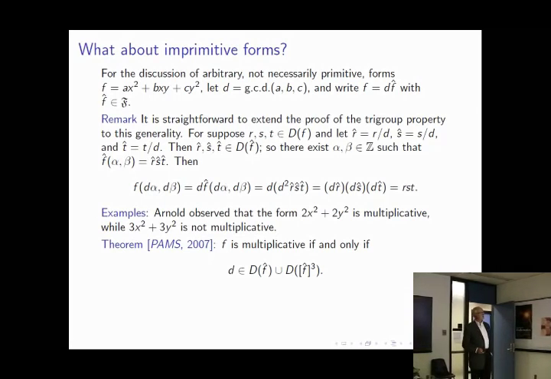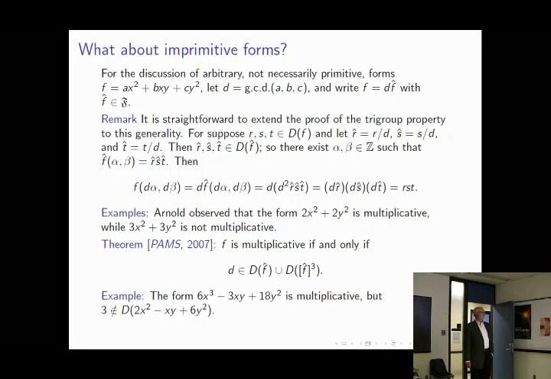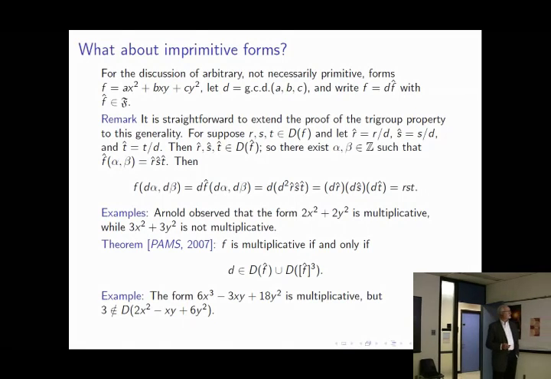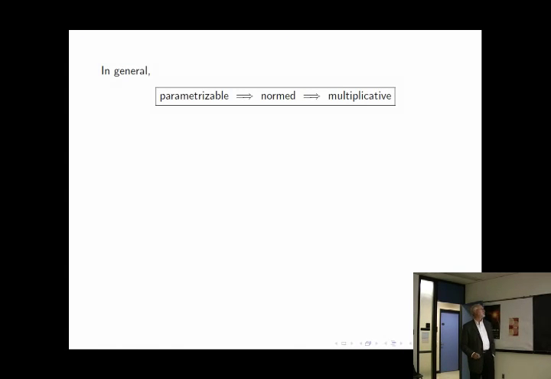But you do actually need that other condition. It comes up, for example, here's one that does have a cross term. That form is multiplicative. Its GCD of the coefficients is 3. 3 is not represented by the form itself, but it is represented by the cube of the class. So this form is multiplicative. So in general, we observed that parametrizable implies normed, implies multiplicative.